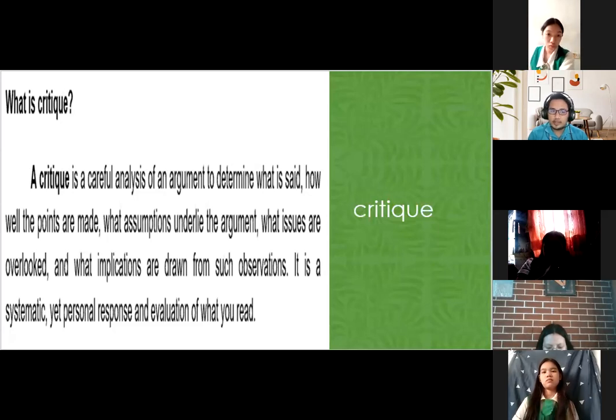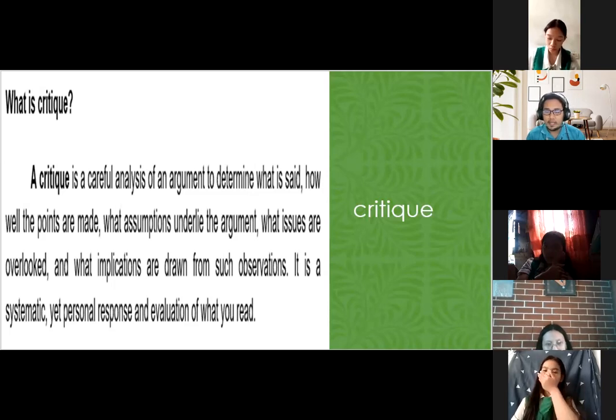When we say a critic, it is a careful analysis of an argument to determine what is said, how well the points are made, what assumptions underlie the argument, what issues are overlooked, and what implications are drawn from such observations. It is a systematic yet personal evaluation of what you read. So meaning this is observations, done systematically, about a particular text.